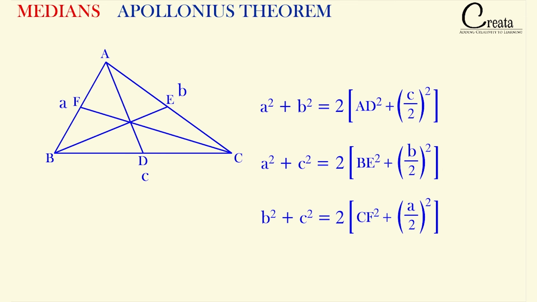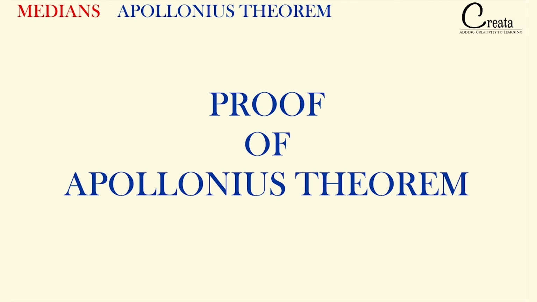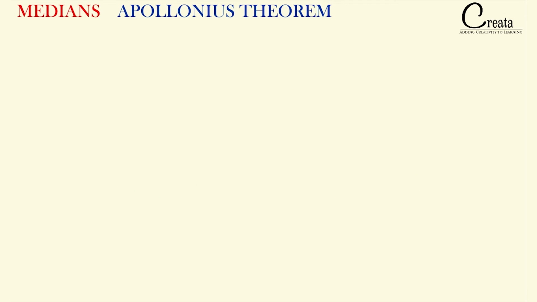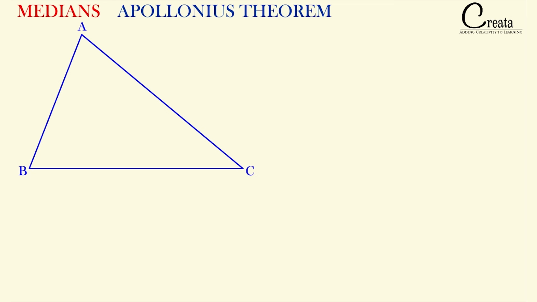Let's check the proof of this theorem. This is very important. This will help you in solving many questions related to the length of the median and sides of the triangle. Let's take a triangle ABC with median AD. AD is the median, so D will be the midpoint, that is BD will be equal to DC.